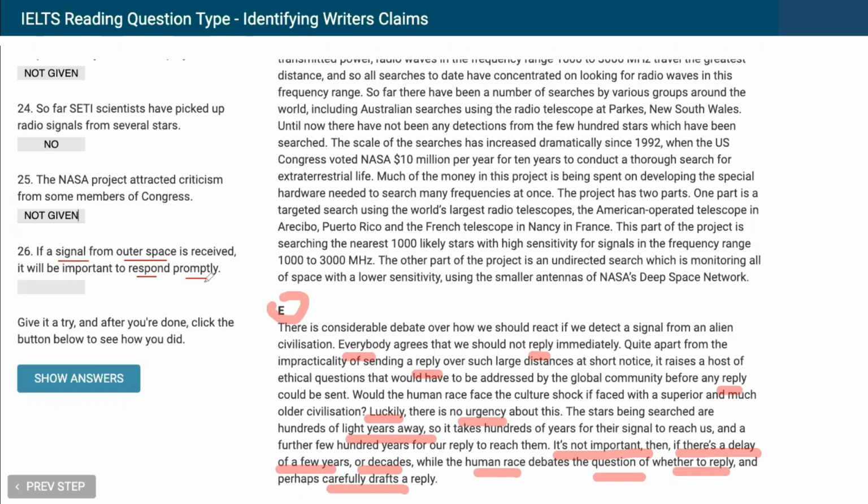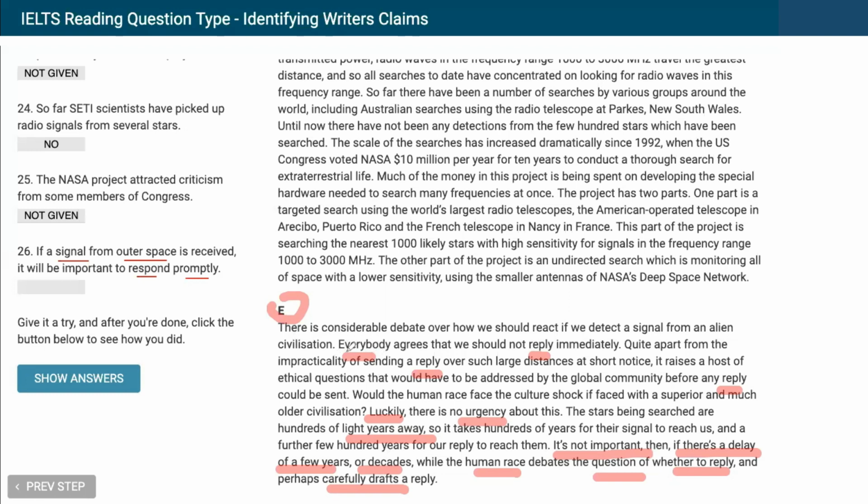Would the writer agree with this? If a signal from outer space is received, it will be important to respond promptly. I don't think the writer would agree with this, especially based on the last sentence. The writer says it's not important. If there's a delay, it's fine.